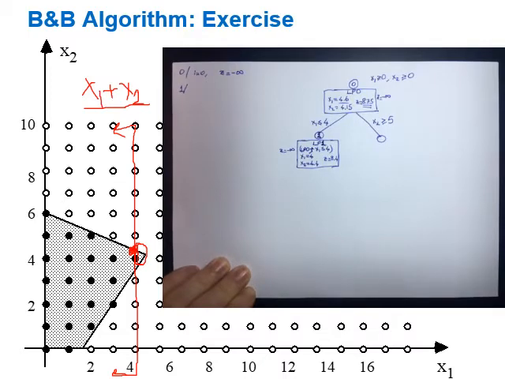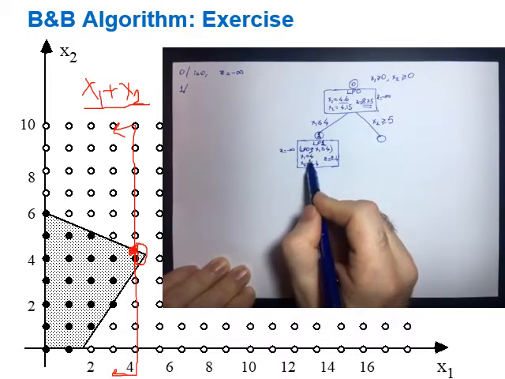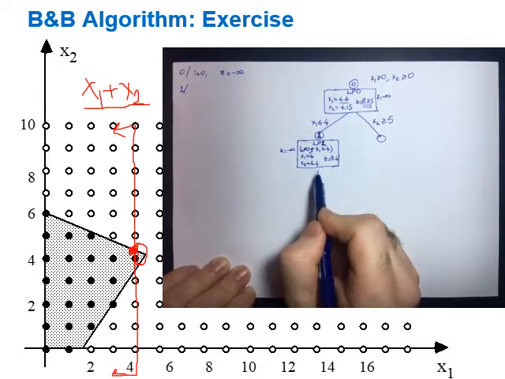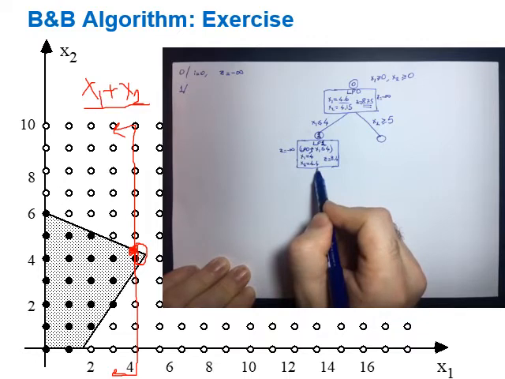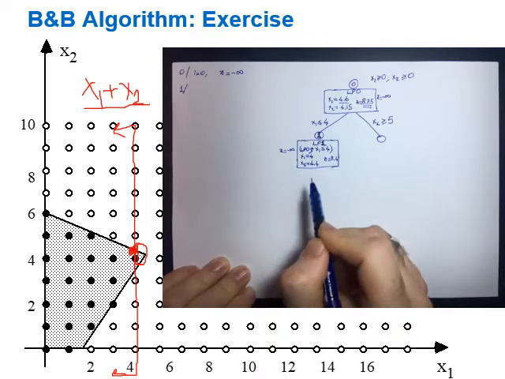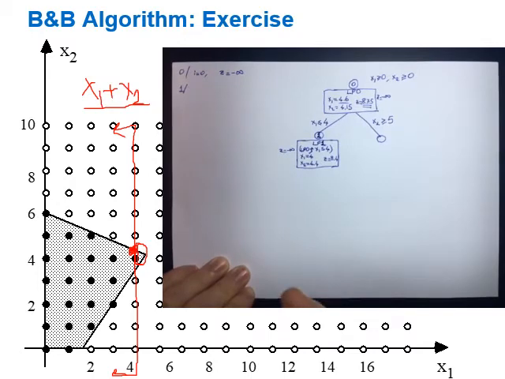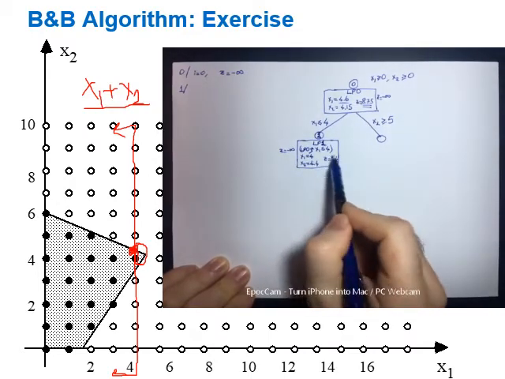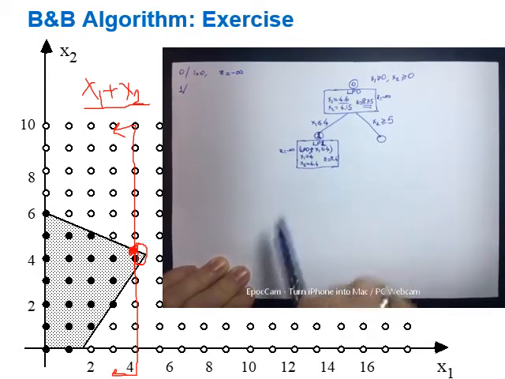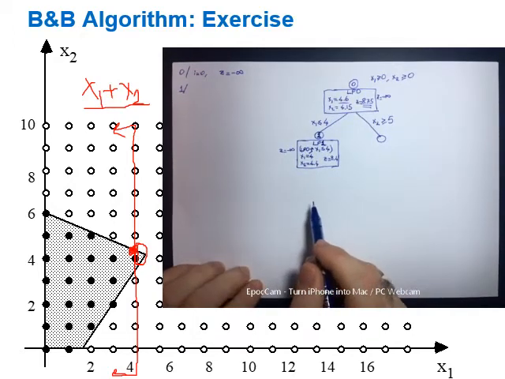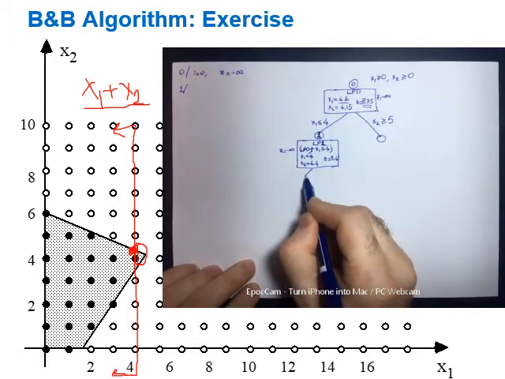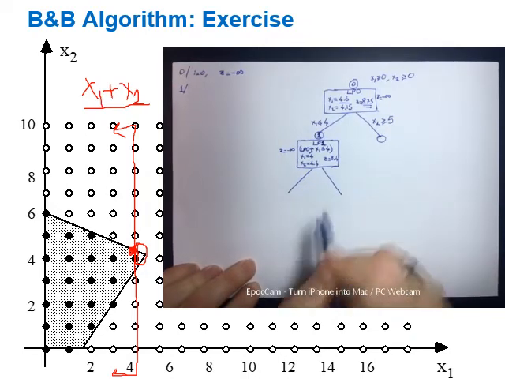Can we fathom because of integer feasibility? x1 is 4, it's integer, it's good. But x2 is 4.4, it's not integer, so I cannot fathom because of integer feasibility. The last thing, can I fathom because of infeasibility? No, because I already found a solution. This LP is feasible, so I cannot fathom because of infeasibility. Then I need to go to step 2, and step 2 says to branch this node into 2. So I need to branch it in this way.